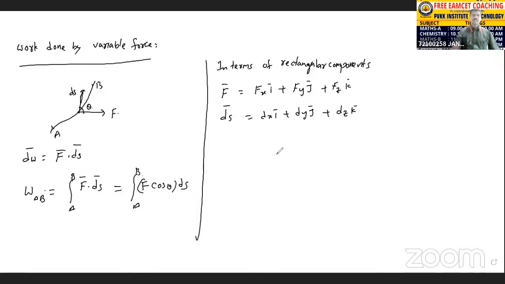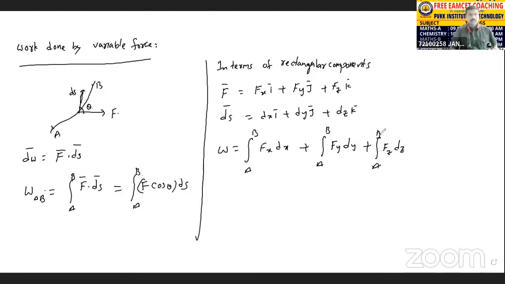ds is equal to dx i plus dy j plus dz k. So now find out work done. W is equal to integration of Fx dx with the limit A to B, plus integration of Fy dy with the limit A to B, plus integration of Fz dz with the limit A to B. This is work done by variable forces.